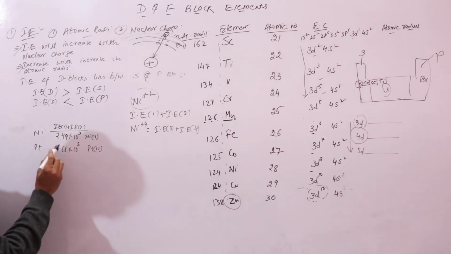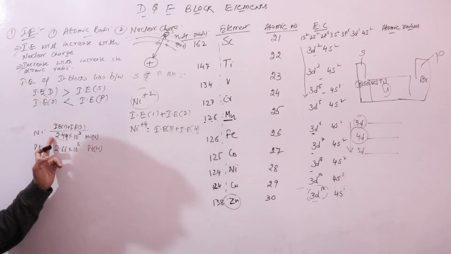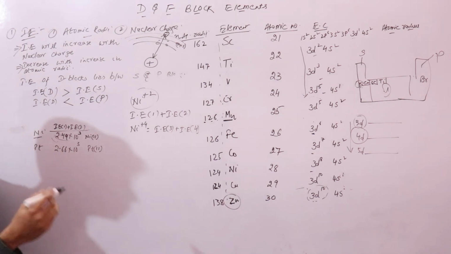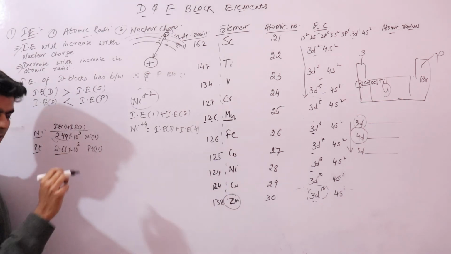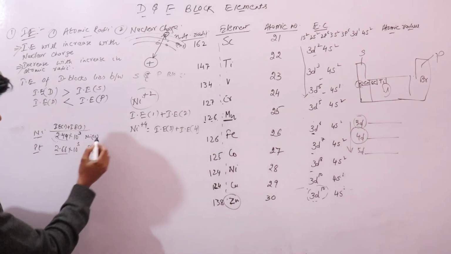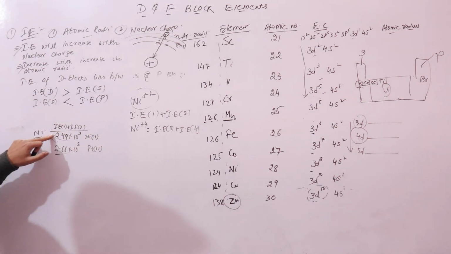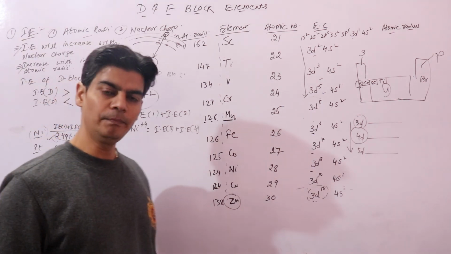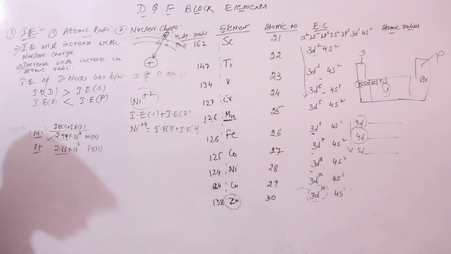Now lesser energy is required in case of nickel, right? The first and second ionization energy for nickel is 2.49 into 10 to the power of 3, whereas for platinum it is 2.66 into 10 to the power of 3. So lesser energy is required in case of nickel, right? So compounds of nickel in +2 oxidation state would be more stable compared to compounds of platinum in +2 oxidation state, right? I hope this is clear.